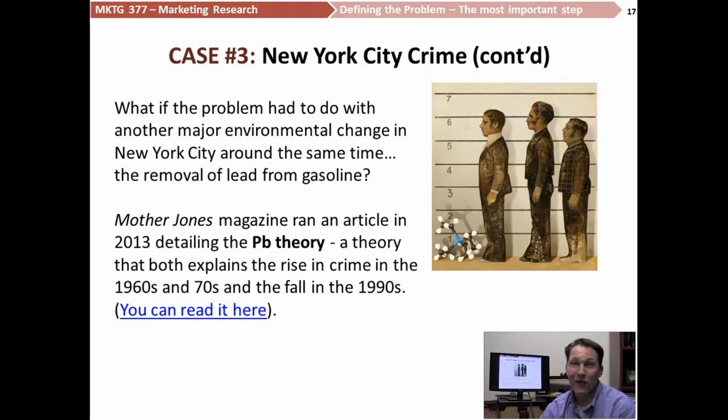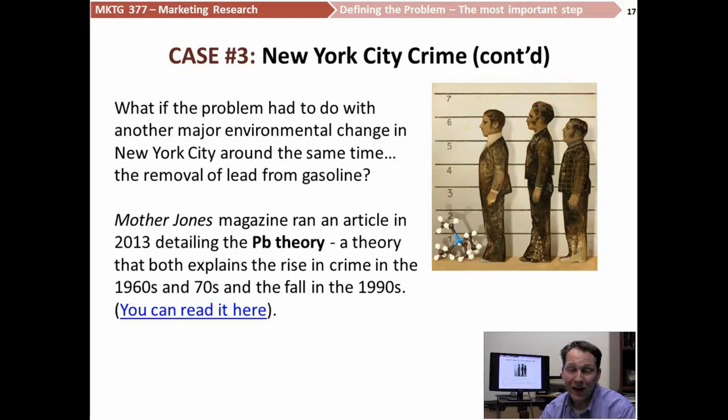I became aware of this when I read a more recent article that appeared in Mother Jones magazine. Now, Mother Jones, just so you know, is a progressive, liberal, left-leaning magazine. I do think that they have excellent journalism. I think they do a really good job reporting factual information. They might have a bit of a slant, but they do a good job of verifying their sources. And they published an article citing a lot of research being done on what's called the lead theory.